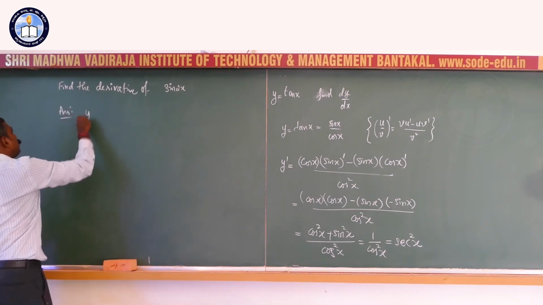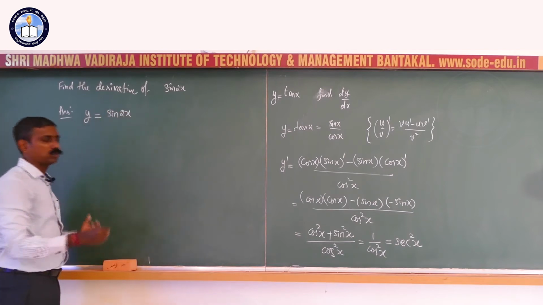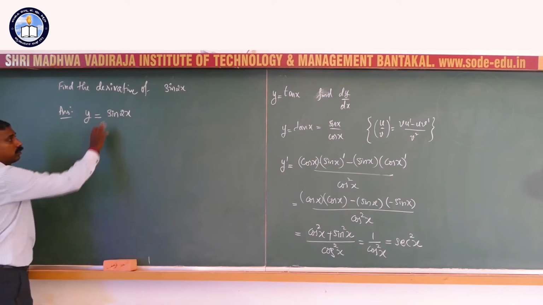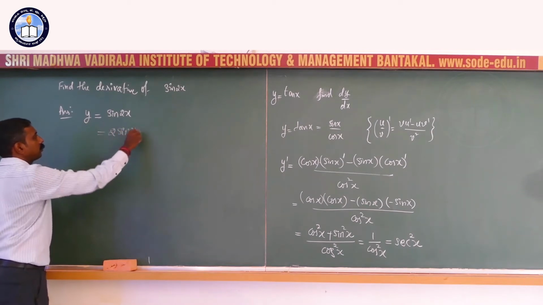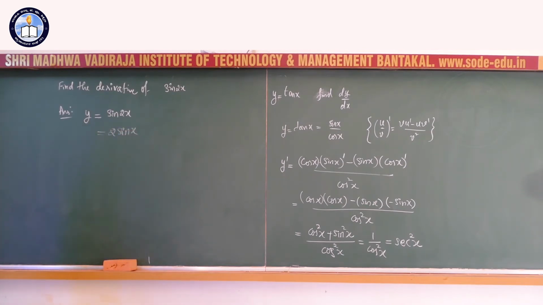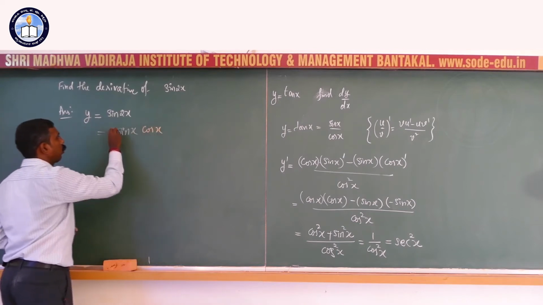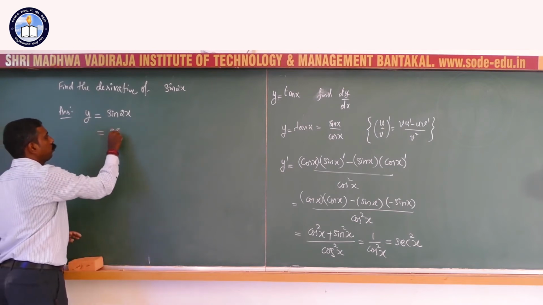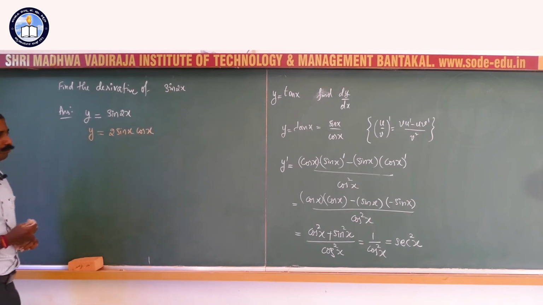So, the procedure is very simple: y is equal to sin 2x. Now, here you have to remember some of the trigonometric identities. We know the formula for sin 2x. What is that? Sin 2x is equal to 2 sin x into cos x. So, this is your y.